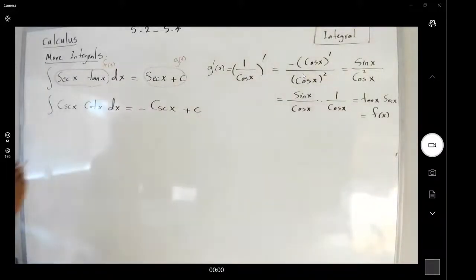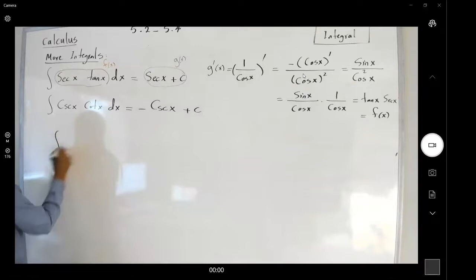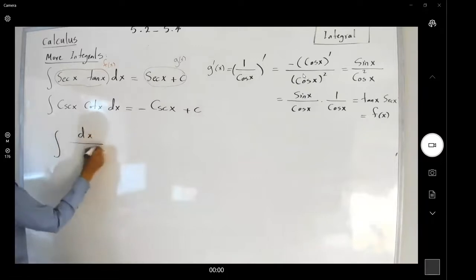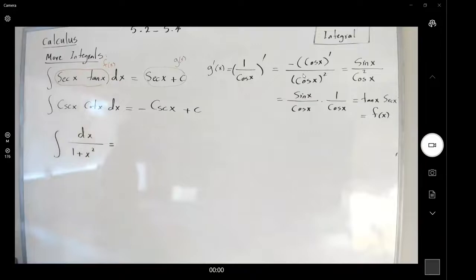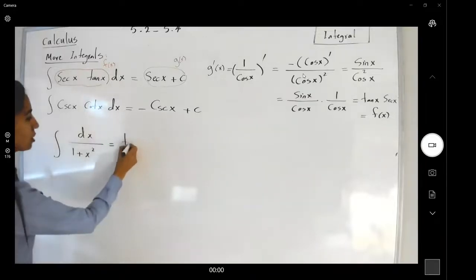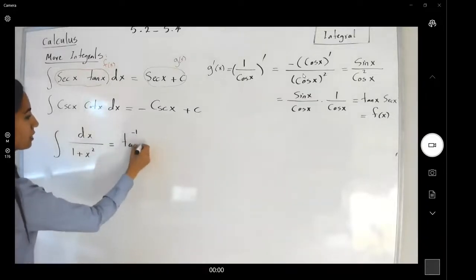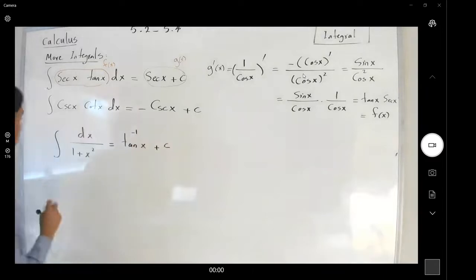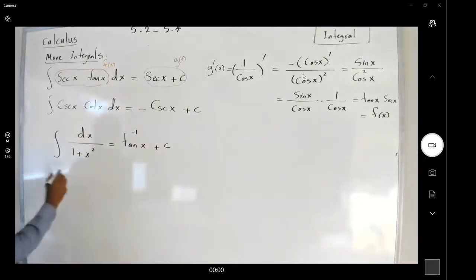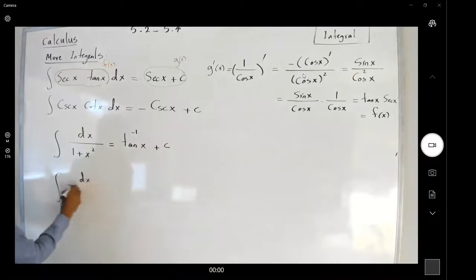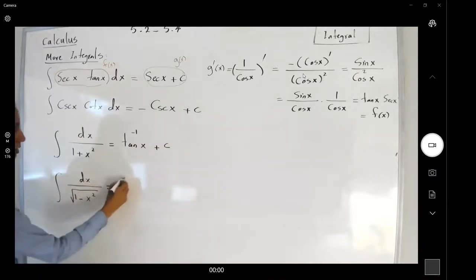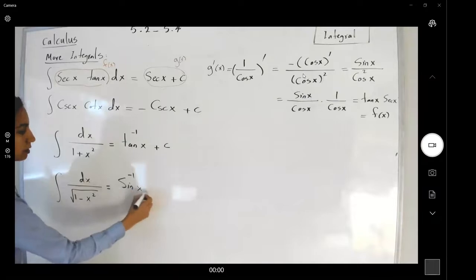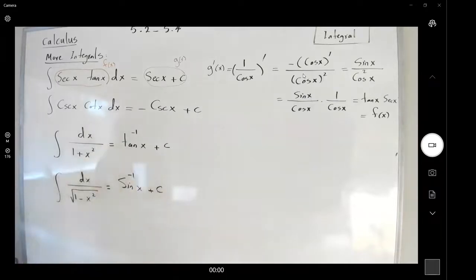So the integral of dx over 1 plus x squared is equal to the inverse tangent, or arctangent, of x plus c. Then the integral of dx over square root of 1 minus x squared is inverse sine, or arc sine.